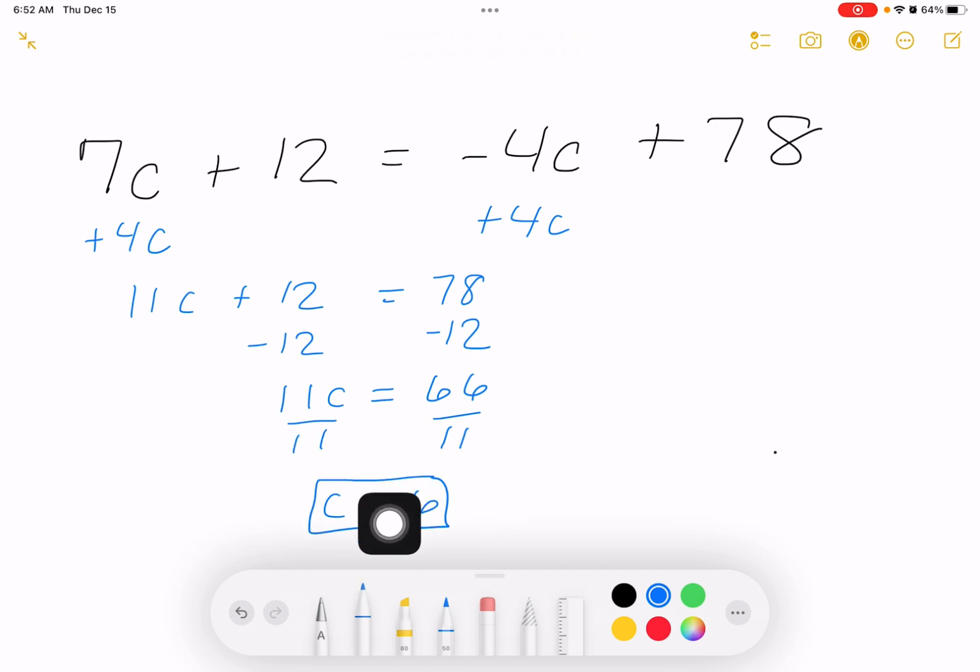Remember that you can also check these answers by taking the value you get for the variable and sticking it back in. So 7 times 6 is 42, and 42 plus 12 would be 54, so I have 54 over here. Now on the other side, I'm going to try that same thing. Here I have negative 4 times 6 is negative 24, and 78 minus 24 would give me 54. So I know that I'm correct because I got the same thing on both sides of the equation.